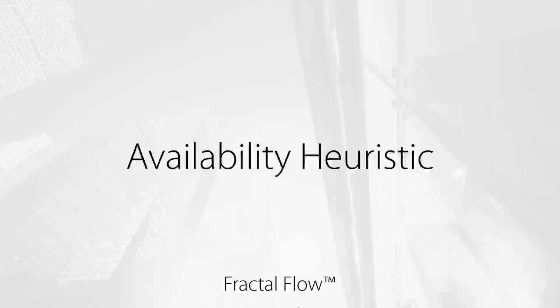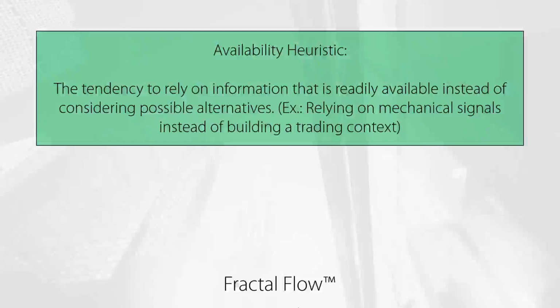Availability heuristic is a cognitive bias in which a decision maker relies upon knowledge that is readily available rather than examine other possible alternatives to a given situation. It is easier for us to recall information which has recently arrived. The main application of the availability heuristic in trading lives in the difference between building a solid context for a trade and trading by impulse.